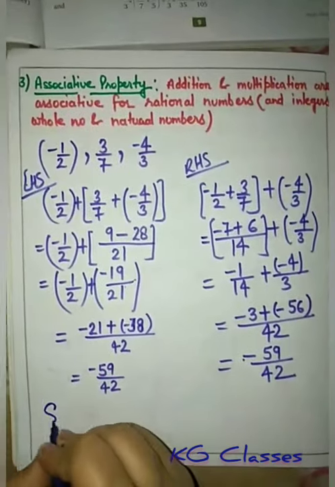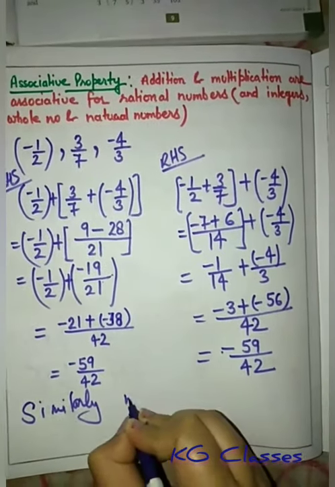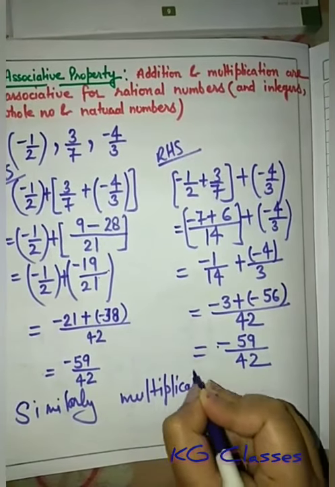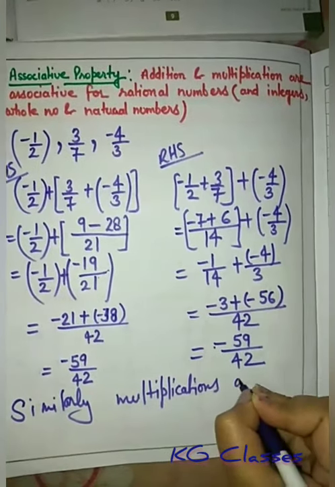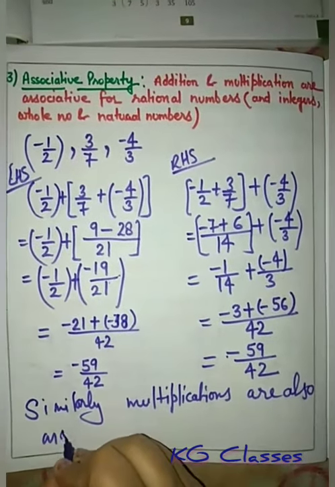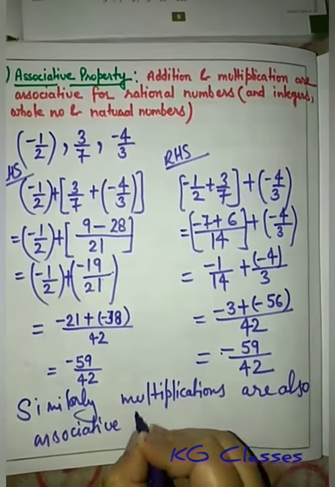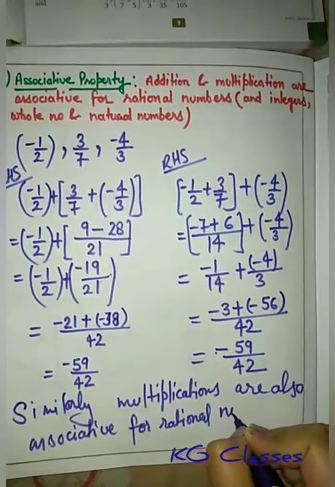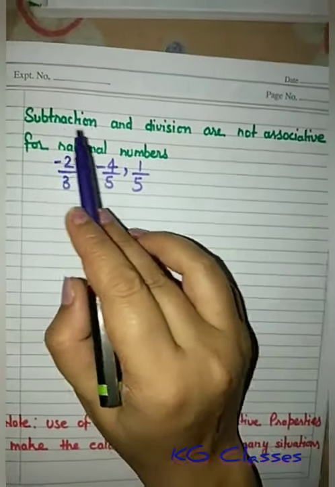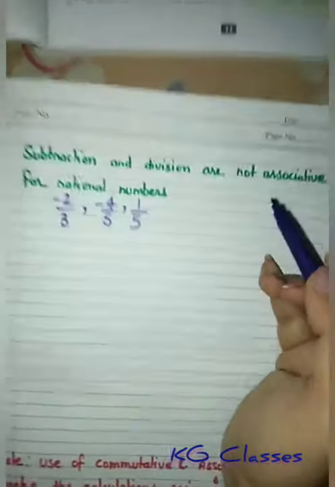Similarly, multiplication is also associative for rational numbers. So subtraction and division are not associative for rational numbers. So let's prove it.